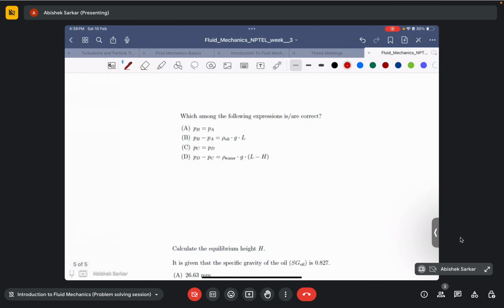Which among the following expressions is or are correct? Now you have to just apply the manometric principle that we have discussed. Maybe try to balance the pressures from a certain datum and just tell me the answer. Yes, sir. Sure, please.